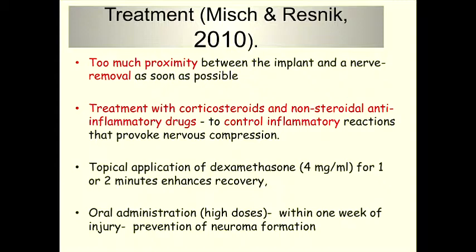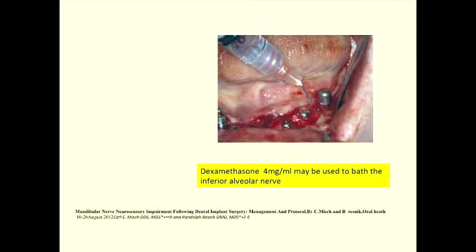Treatment with corticosteroids. Dr. Mish is very big on that to control inflammatory action that provokes nervous compression. Topical application of dexamethasone, or oral administration, high doses, 1 week of injury. And I think we have a picture from Dr. Mish. He does that. In fact, he says if the patient during the implant has pain, you can use dexamethasone right on the spot to cut down on the pain, because he's not going to let you continue. But he says using that cuts it down, on the inferior nerve.